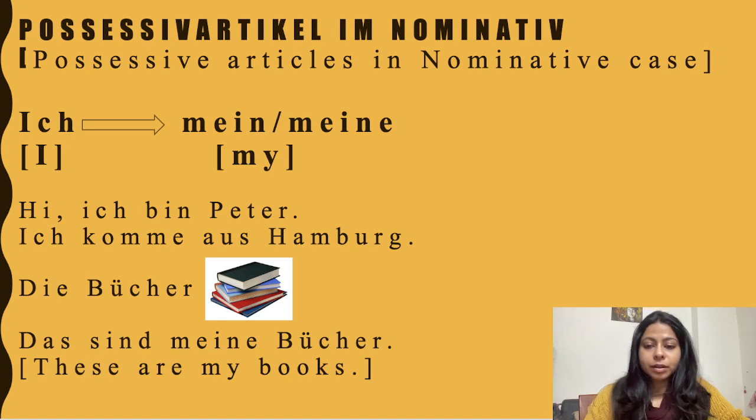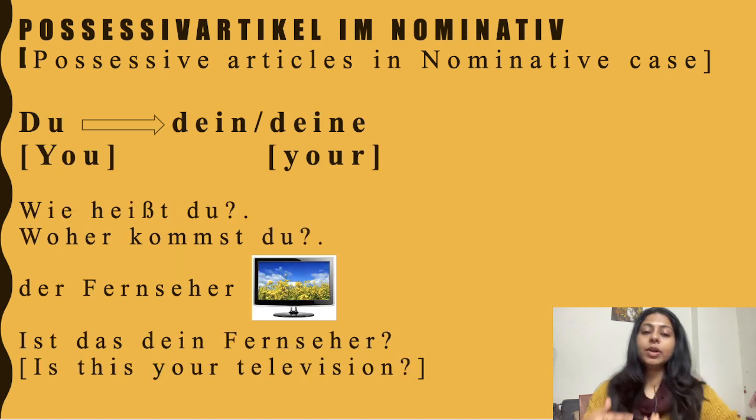Now, this is a plural case. Die Bücher, das Buch, and the plural is die Bücher. So, whenever the article of the noun, as we just saw in the feminine, is die, you will always use the possessive pronoun in nominative case as meine. Das sind meine Bücher.